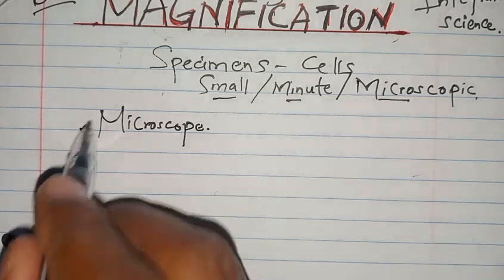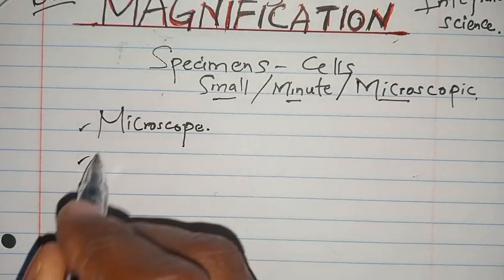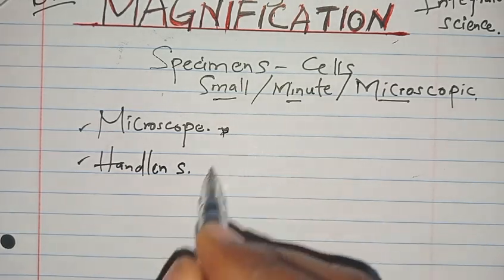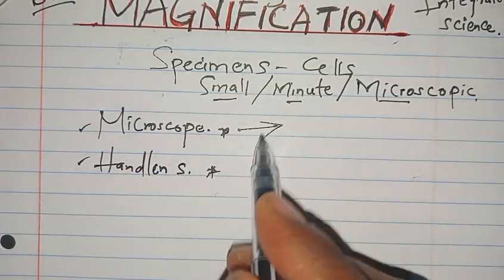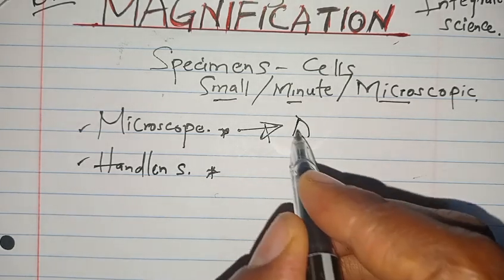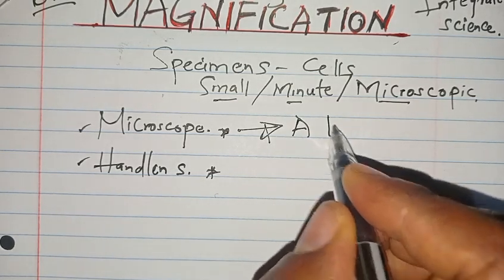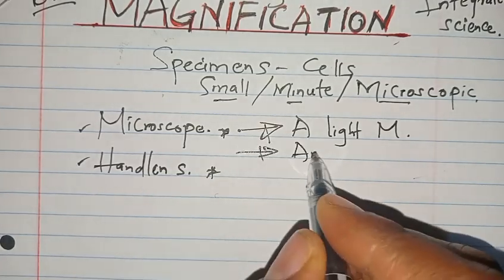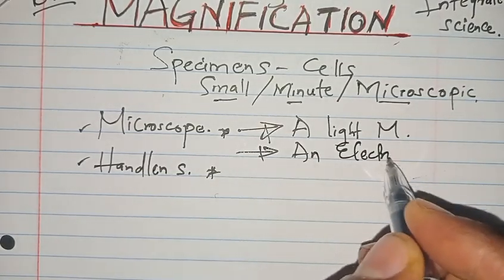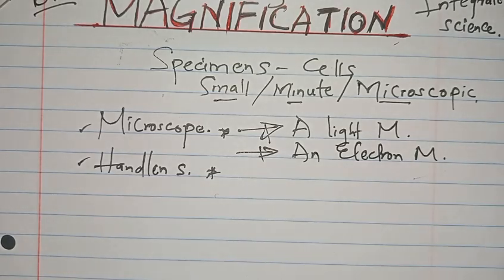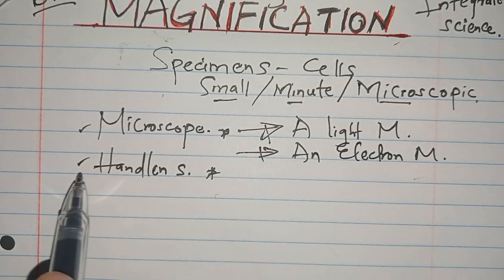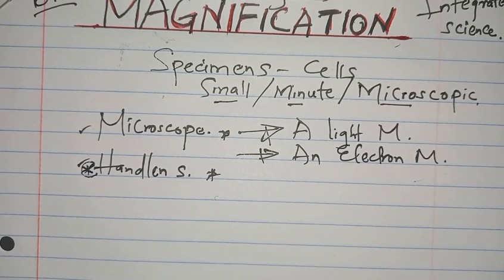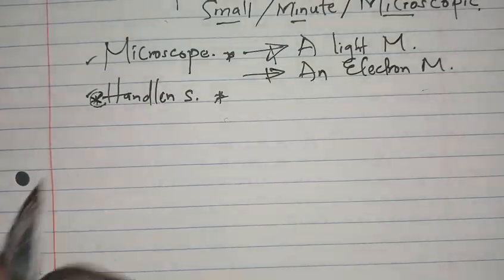Of course, we have other tools of enlargement of specimens. We have things like a hand lens. These two are very common. A microscope, we said we have two types of microscopes: a light microscope and an electron microscope. We also have a hand lens, but this one we shall look at in our next video. In this lesson, I want us to discuss linear magnification.